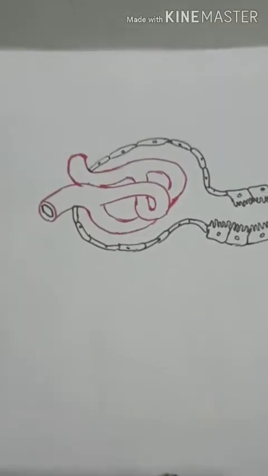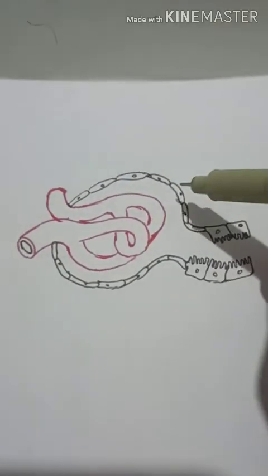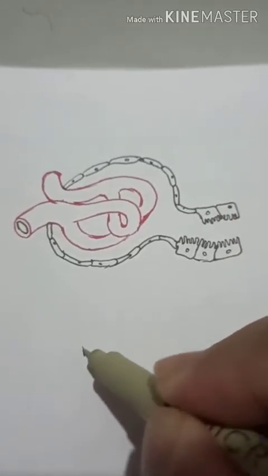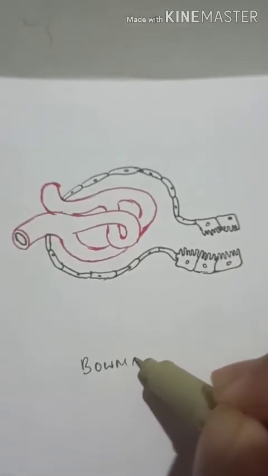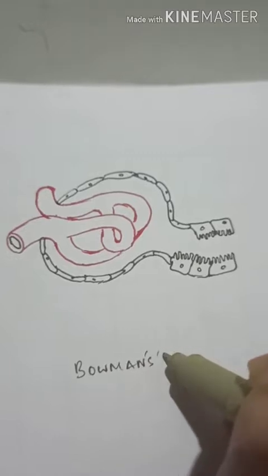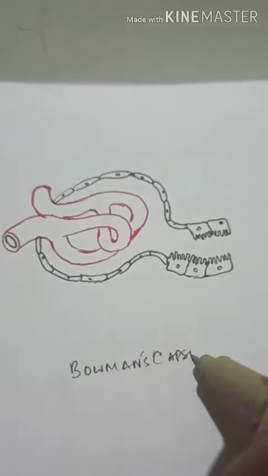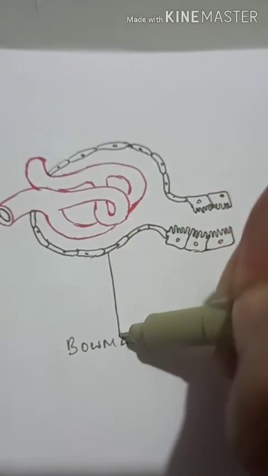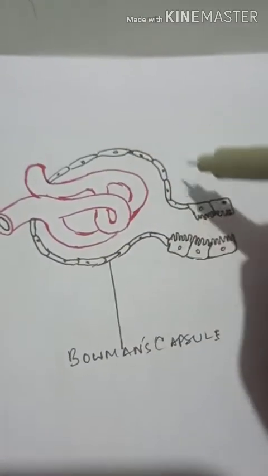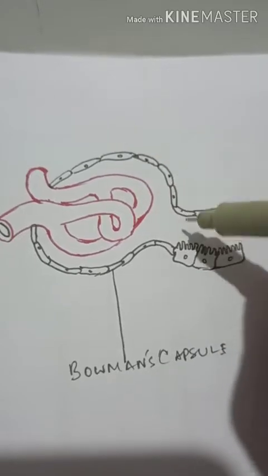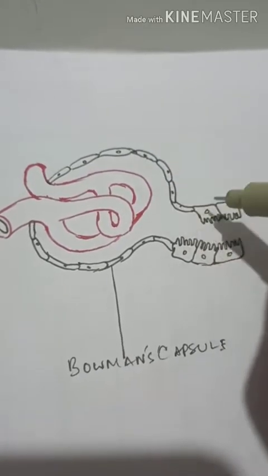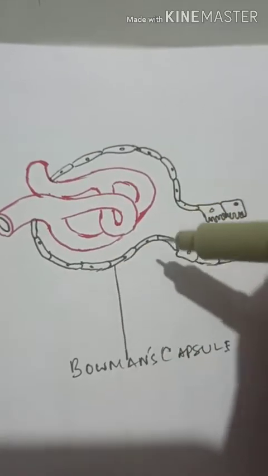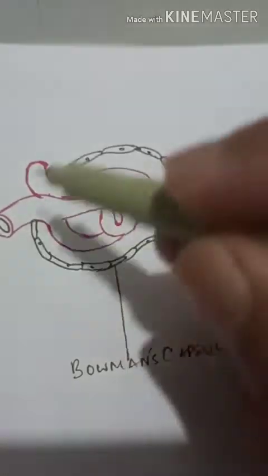So here we see a cross section of the Bowman's capsule, isn't it? The Bowman's capsule comprises, first of all, this outer layer, which is just a thin layer of single-layer epithelium. One layer of epithelium is what makes up the entire outer surface.